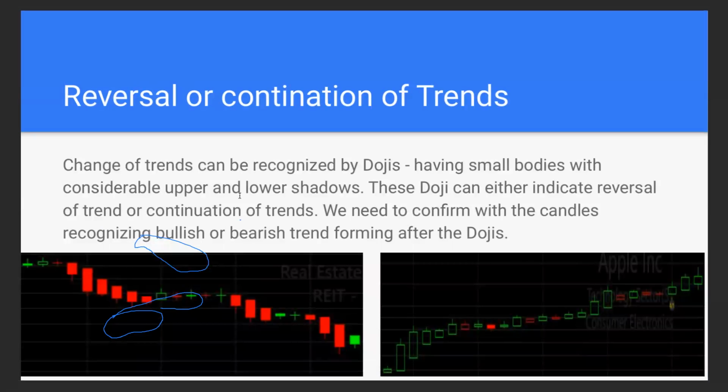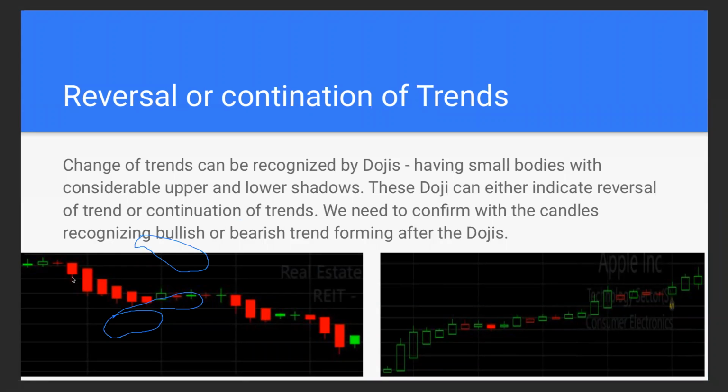Reversal or continuation of trends. You can see this change of trends can be recognized by dojis having small bodies with considerable upper and lower shadows. So what does it mean? These dojis are just giving a warning that it can be either going down or up, or continuation of the trend. So these dojis will happen for a lot of days sometimes until the next bullish signal comes up, right?